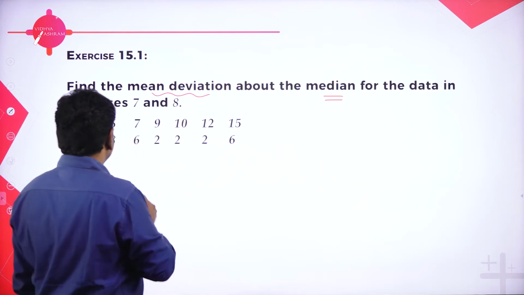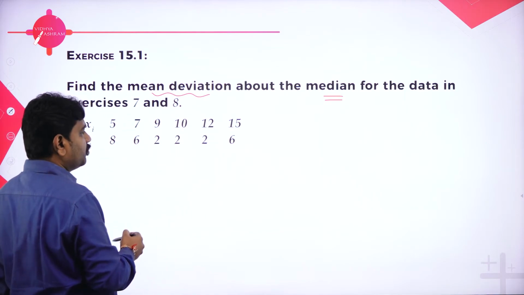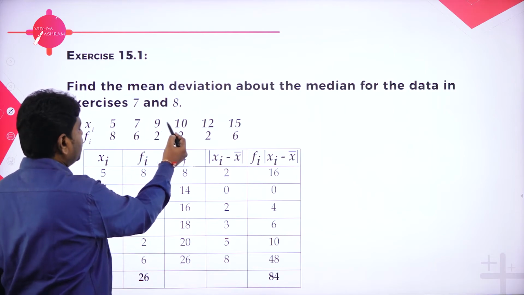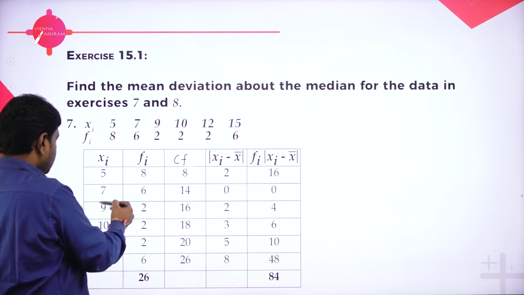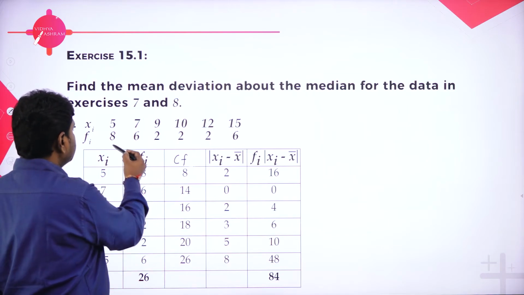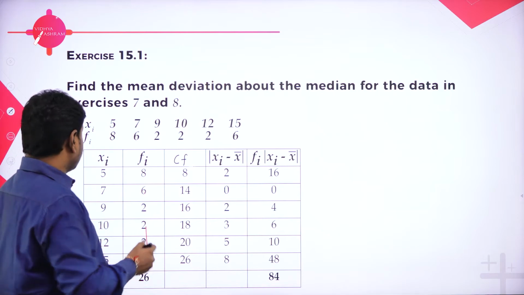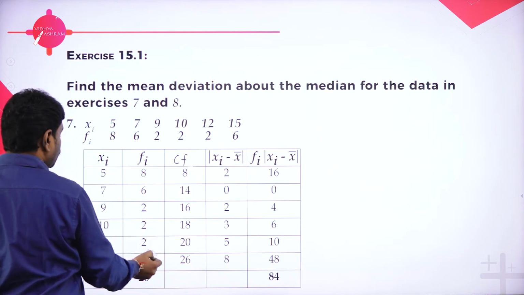So, usual. Xi and Fi are given. So, make two columns. One is xi, one is Fi. Xi entries are what? 5, 7, 9, 10, 12, 15. Fi means frequencies. 8, 6, and so on. This is given in the problem. Substitute them. Then you should find cumulative frequency. What you should find? Cumulative frequency.